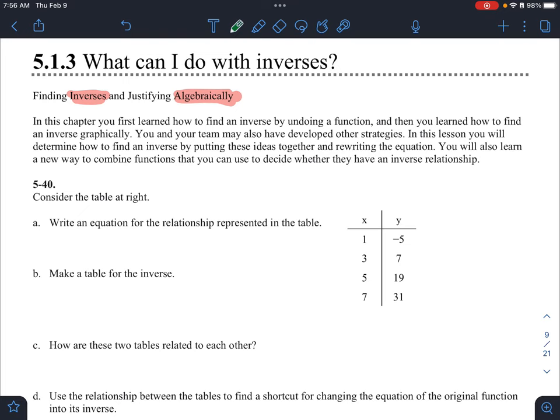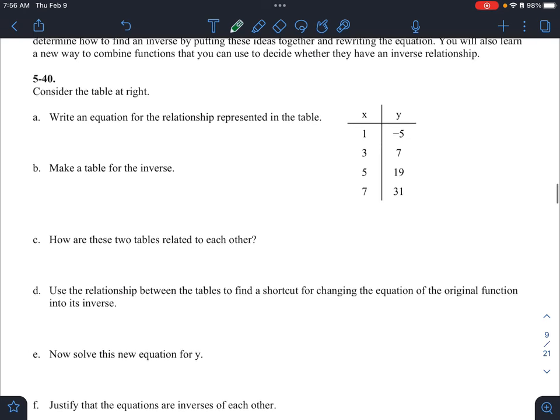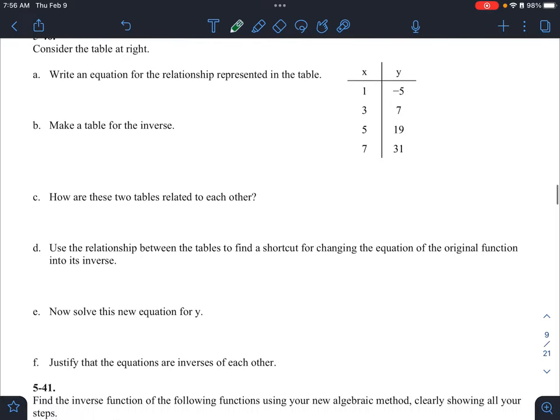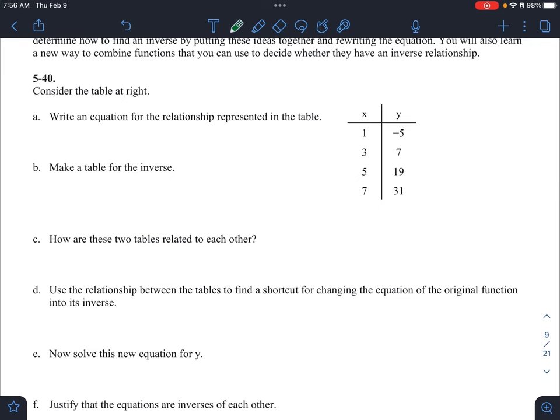So today, 5.1.3 is we look at the inverses algebraically. Starting with the table, we're looking to write an equation for this. And so I'm going to give you a few minutes, pause the video here, see if you can work through 5-40, which kind of walks you through the steps of what you need to do. And then I'll come back through. So pause the video here, and then we'll go through it.